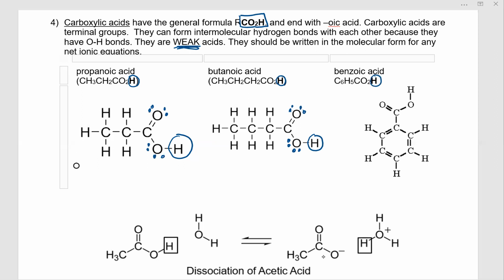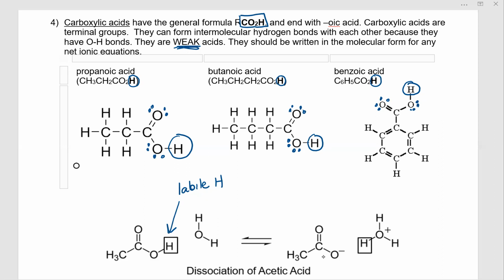Here we have benzoic acid. Here is the hydrogen that is acidic. So the term that we use for this is we say that it is the labile hydrogen. It is the hydrogen that can be lost.